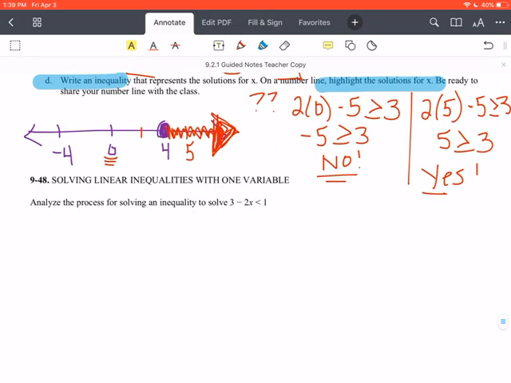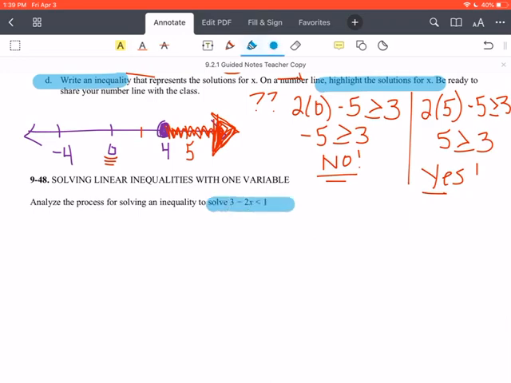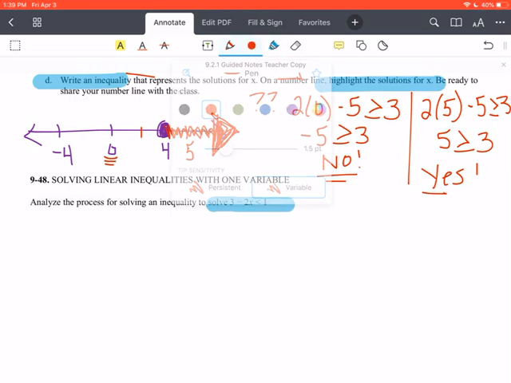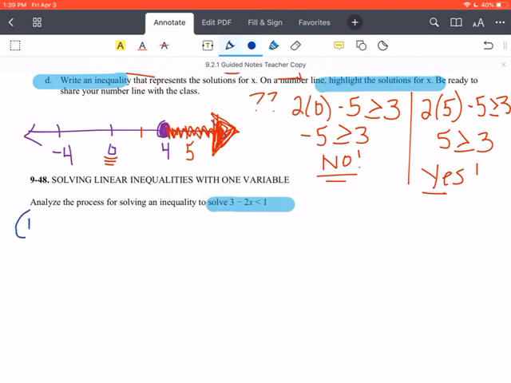Okay, so it says we want to go ahead and solve the inequality 3 minus 2x is less than 1. Now, you may have seen some of this in middle school, but the first thing that we want to do is find the boundary point, BP. How are we going to find the boundary point? By treating it like an equation and solving. That is the first step.